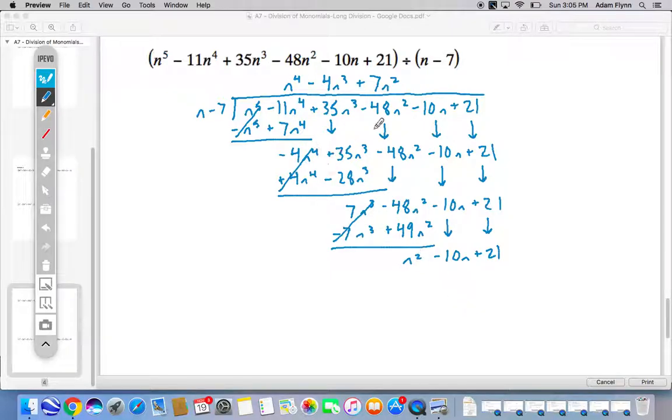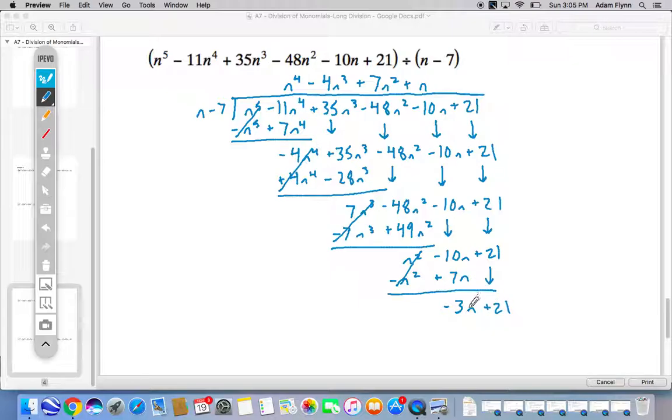So n squared divided by n is n. So n times n is n squared. And negative 7 times n is negative 7n. So change my signs. N squareds cancel. Negative 10n plus 7n is negative 3n. And I can bring down my 21.